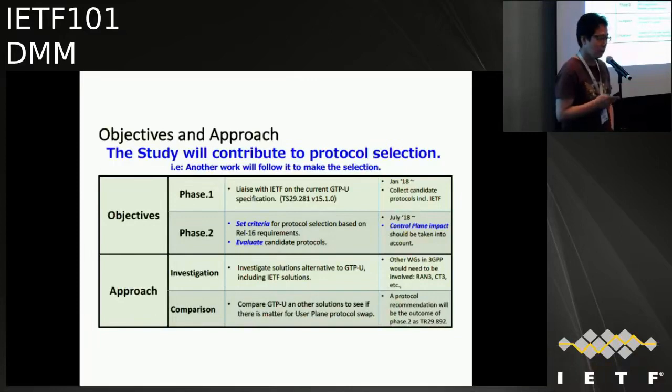The approach for phase 2 is investigation. We investigate solution alternatives to GTP-U, including IETF solutions. It may include other working groups in 3GPP, like RAN3, CT3, or SA2 if needed. After that, we do a comparison: compare GTP-U and other solutions to see if there is a case for a user plane protocol swap. After that, the protocol recommendation will be the outcome of the phase work, as the TR 29.892.